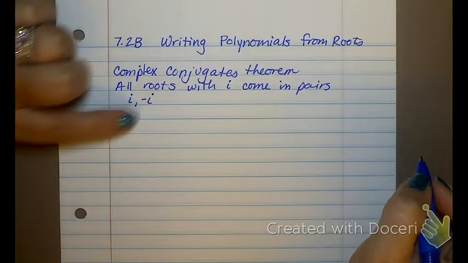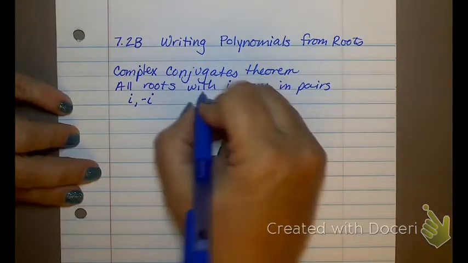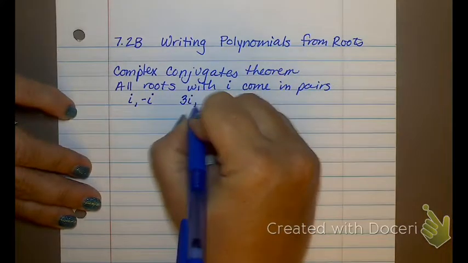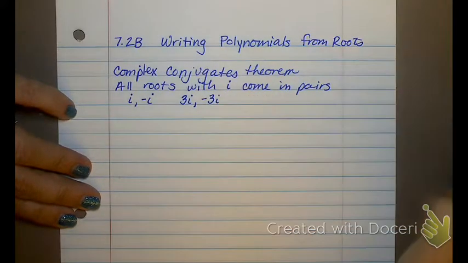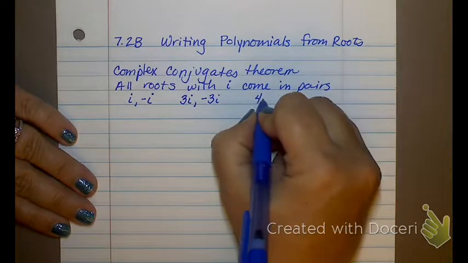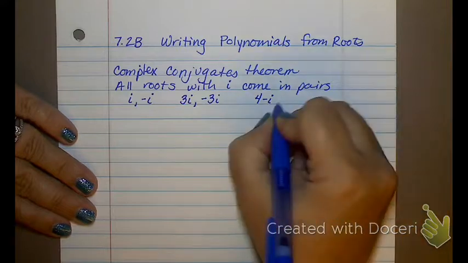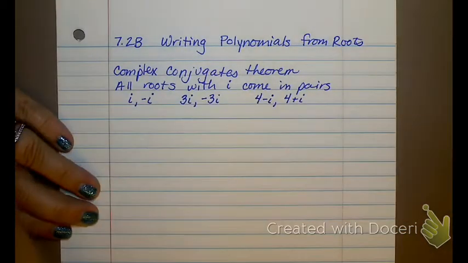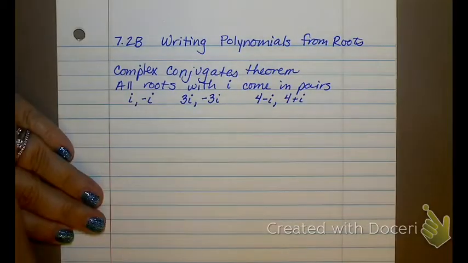Those two are called conjugates. If I get a root of 3i, I will always get a root of negative 3i as well. If I get something like 4 minus i, I will always get a root of 4 plus i as well. That's how we find the conjugates. Now, why is this important?